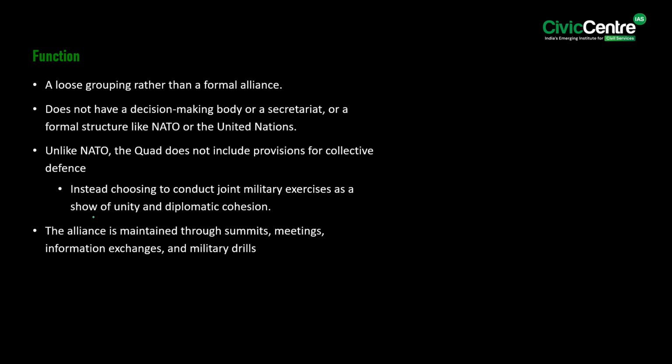But how does the Quad function? Well, see, the Quad is a loose grouping rather than a formal alliance. That means it does not have a decision-making body or a secretariat or a formal structure like NATO or the United Nations. Hence, unlike NATO, the Quad does not include provisions for collective defense. Instead, it chooses to conduct joint military exercises as a show of unity and diplomatic cohesion. Further, this alliance is maintained through summits, meetings, informal exchanges, and military drills.